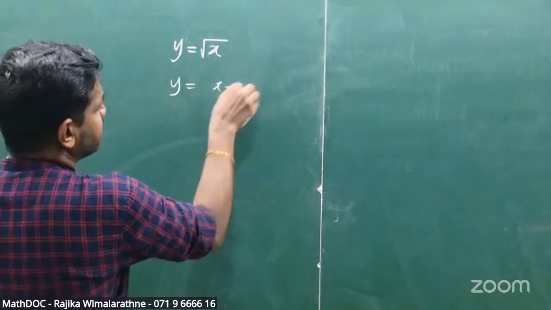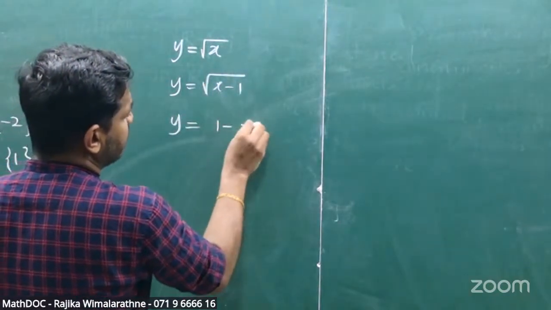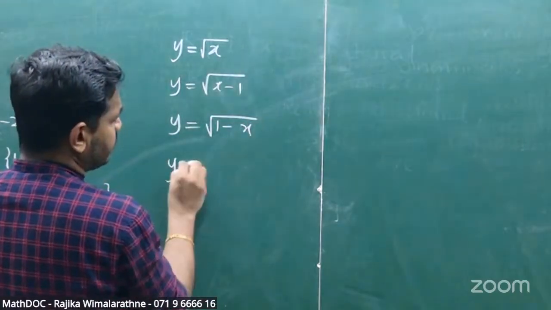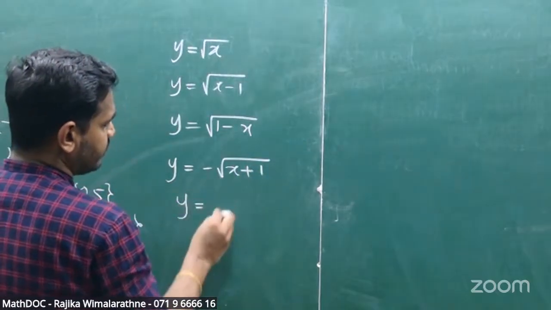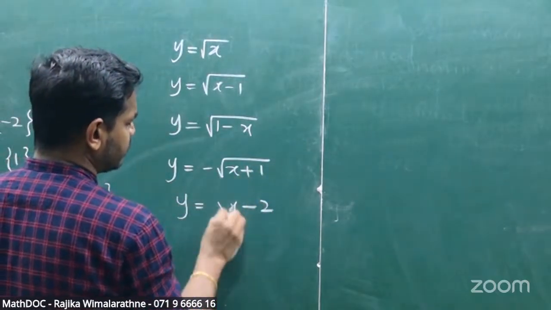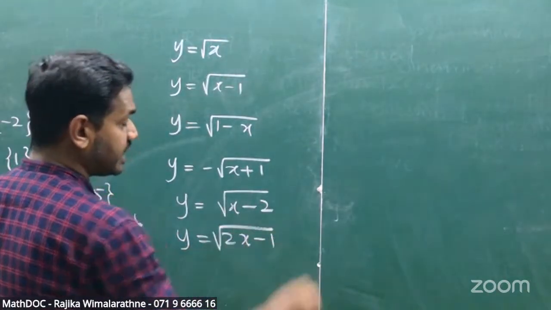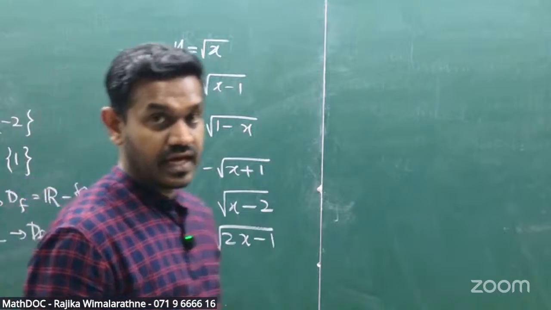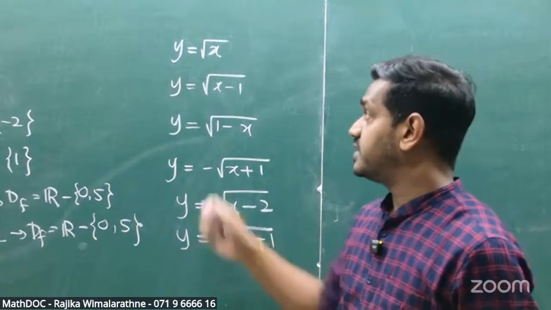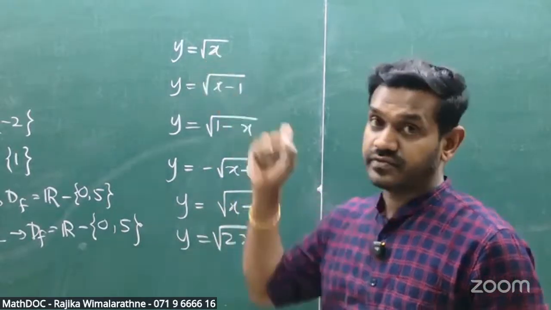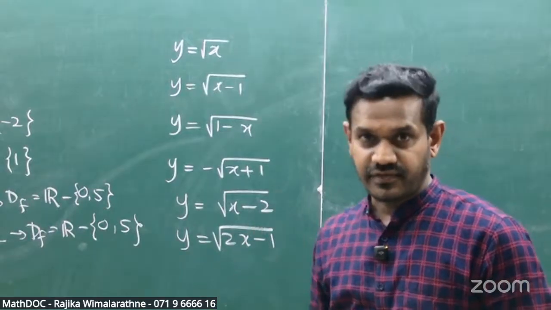y equals root of x minus 1. Then y equals root of 1 minus x. y equals root of minus x plus 1. y equals root of x minus 2. y equals root of 2x minus 1. These are irrational expressions, no? So if we have irrational expressions, within the square root we have to take non-negative values. Non-negative value means greater than or equal to 0.